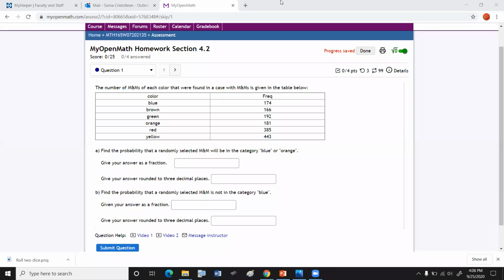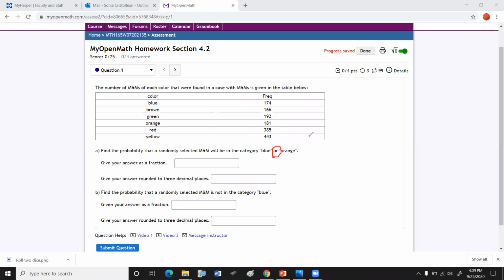You need to know how to apply the rules, because these questions can be a little bit tricky. The number of M&Ms for each color that were found in a case is given below. Here we have the color, and here we have the frequency. Find the probability that a randomly selected M&M will be in the category blue or orange. You must realize that the keyword "or" is related to the addition rule. So you must know your addition rule.